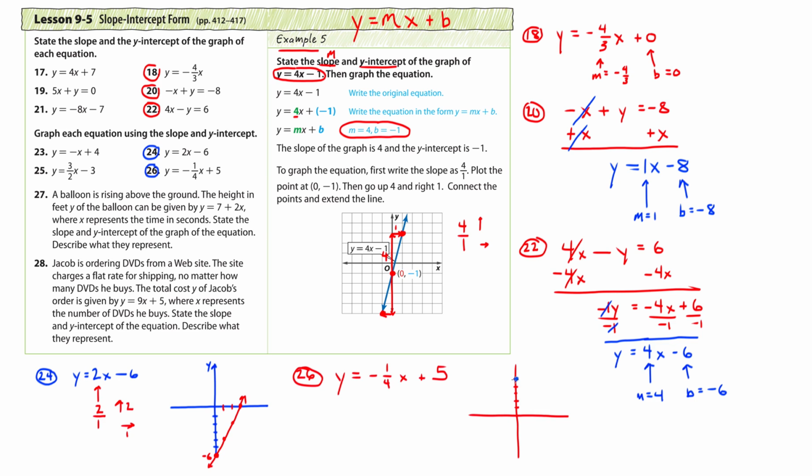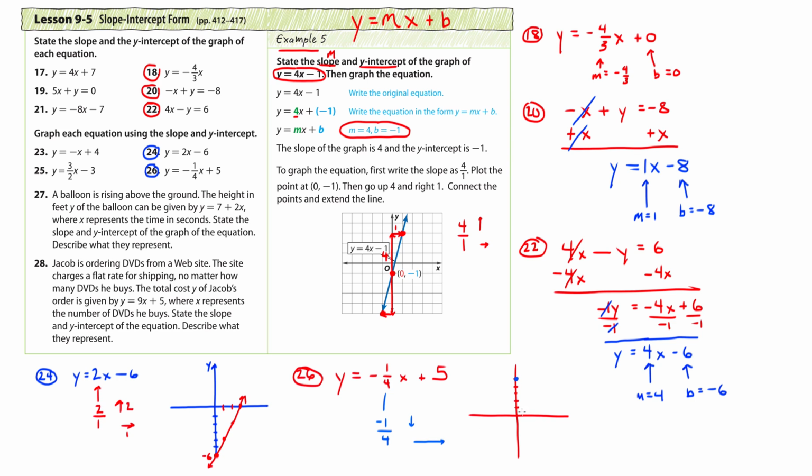And then from this dot, I'm going to use this slope. So I'm going to write this slope as negative 1 over 4. So I'm going to put the negative in the numerator. You can put it in the denominator if you'd like. You can't put it in both or else it'd cancel out. But if you put it in one or the other, it'll work. So this means I'm going to go down 1 and right 4.